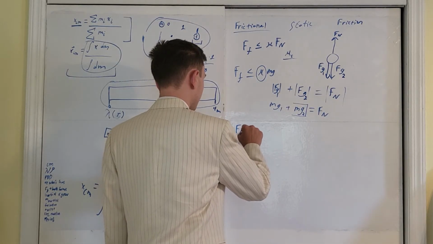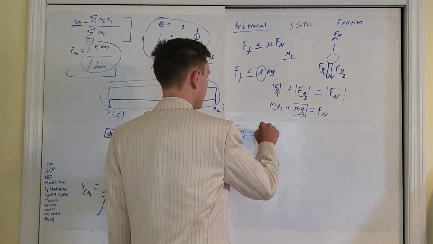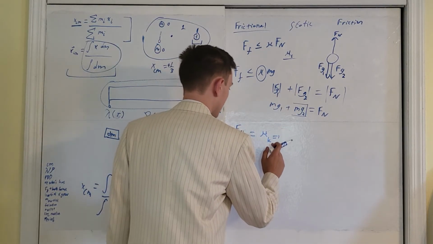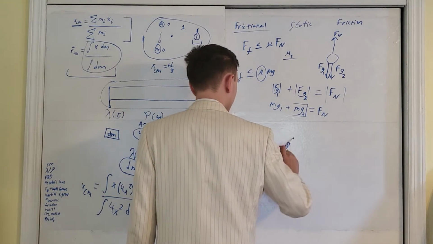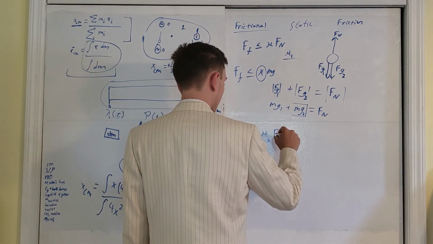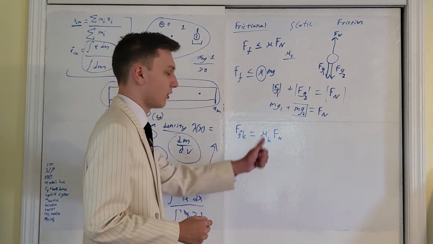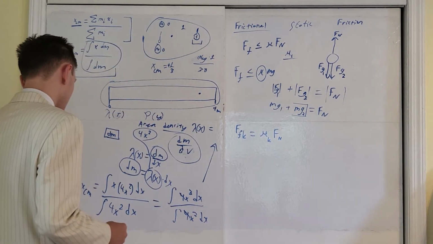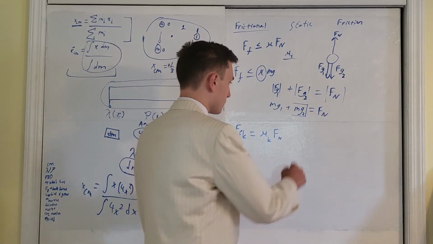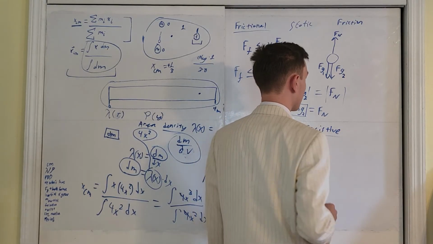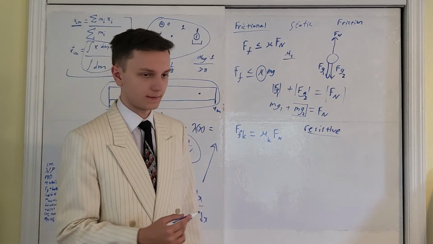The force of kinetic friction is always equal to the coefficient of kinetic friction times the normal force. The kinetic friction force is always a constant. That's why it has a hard equal sign. Okay, moving on from there, we have resistive forces. The most common example of a resistive force is air resistance.